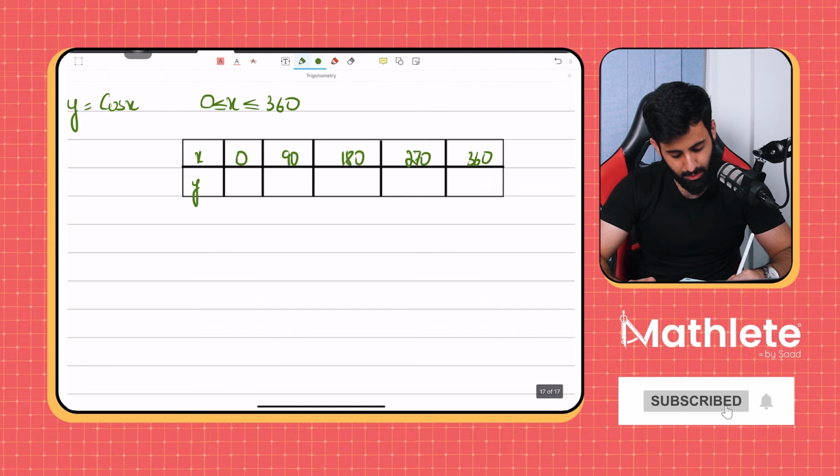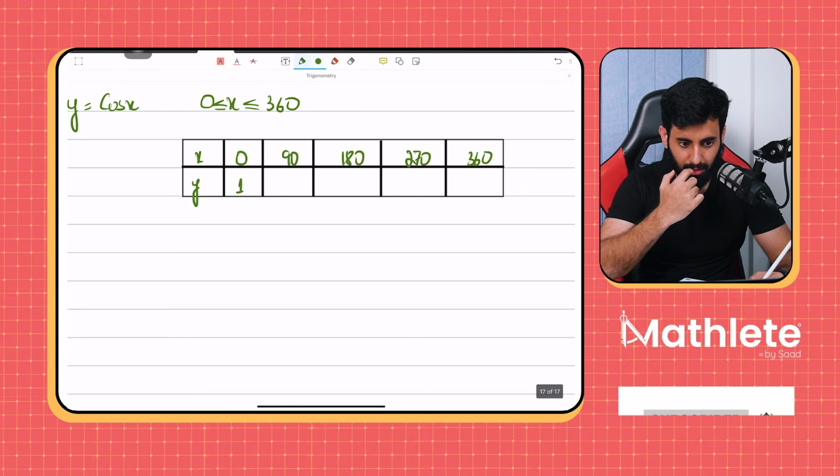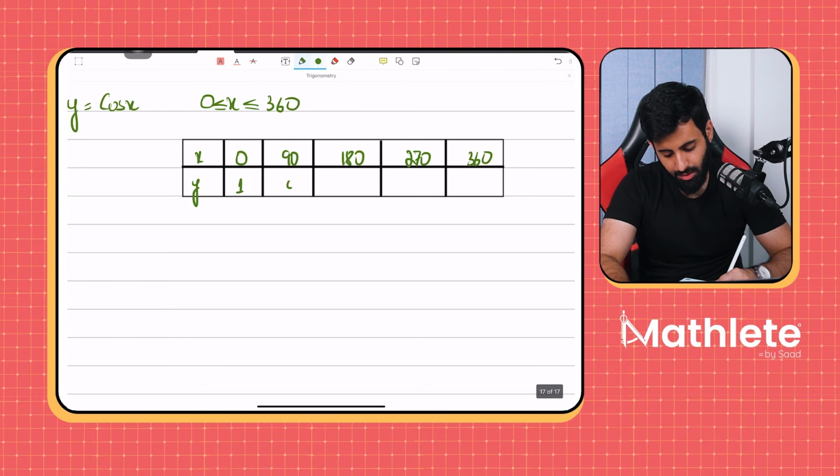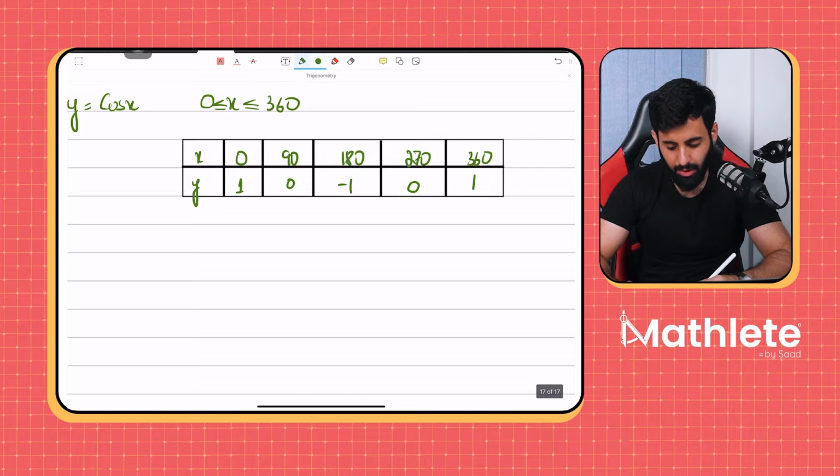So cos 0 is 1, that's correct. What about cos 90? Cos 90 is 0. Cos 180, minus 1. Cos 270, 0. Good job. And cos 360, 1 again. So let's see what the graph will look like.